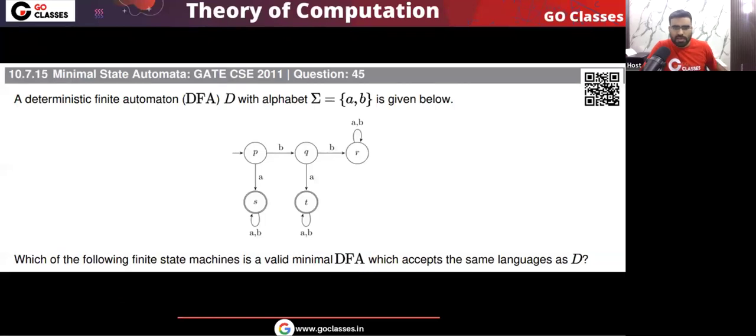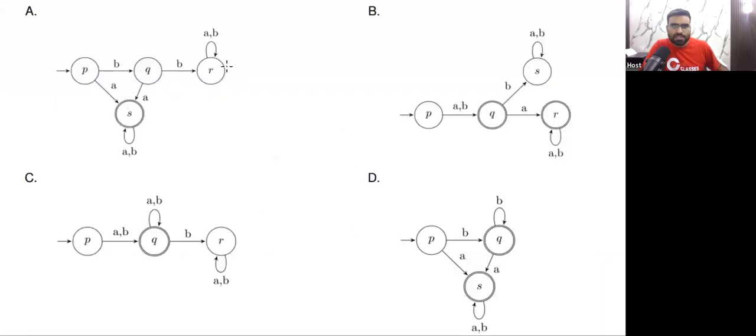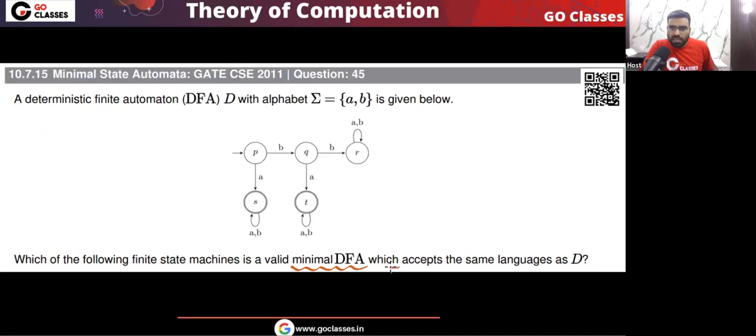So this question is all about minimal DFA. We have to minimize the given DFA. The question is asking that these are the options. Remember, options are option A, B, C, D. Basically, the question is asking which of them is the minimal DFA. We have to keep the same language. You cannot change the language, of course. So let's find the minimal DFA. Let me tell you that there are many different ways to solve this question.